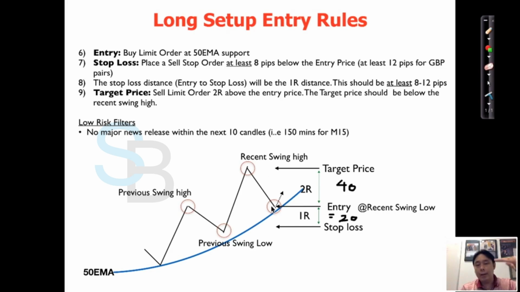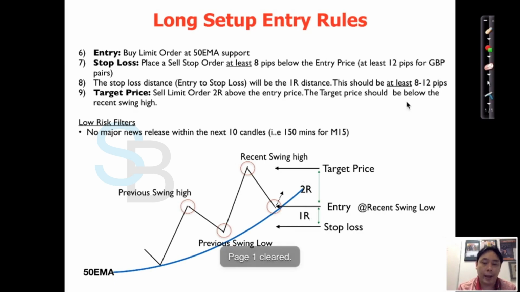So the problem is that if you put your stop loss too far away, your 1R is too big, too wide, your 2R would be very wide as well. And it may not be able to be reached within that recent swing high. So you have to balance to ensure that your stop loss distance and your profit target distance is within that recent swing high, okay?